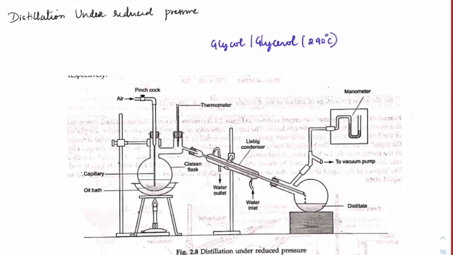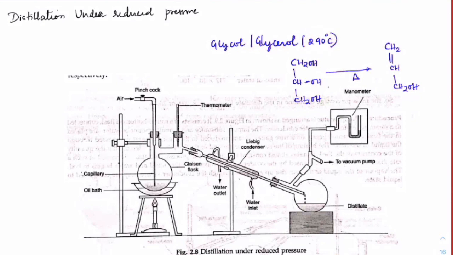But the problem is, if you take glycerol and heat it up to 290 degrees, glycerol's structure is CH2OH, CHOH, and CH2OH. If you keep heating to such a high temperature for so long, it will get completely dehydrated and you'll get an alkene. So you're not getting the product which you want. Which means I should not be taking this liquid to this high temperature.